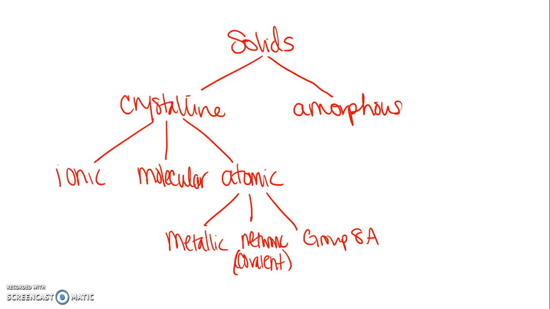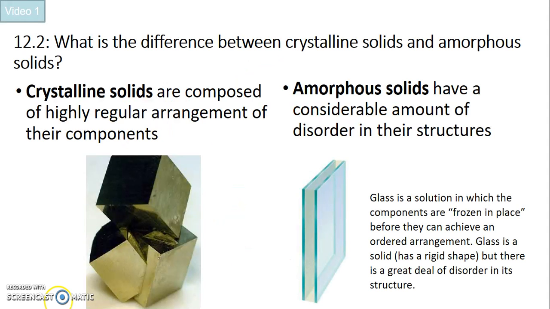All right, so if we start with the biggest categories, the crystalline solids and the amorphous solids. So first you need to know the difference between the two. Now, amorphous solids have a considerable amount of disorder in their structure. They have specific components, but they're not as ordered as a crystalline solid is. So a crystalline solid, in comparison, is arranged of highly organized components, and specifically they're in components called lattices, which I'll talk about on the next slide. Amorphous solids don't have that organization or those lattices.